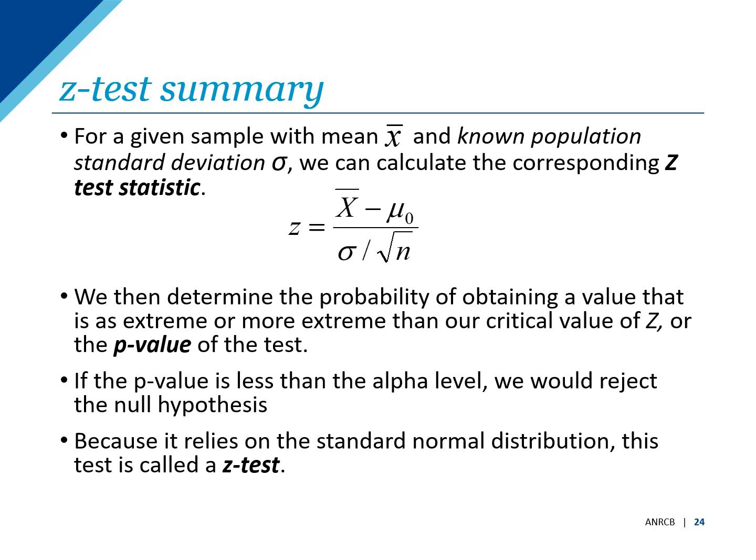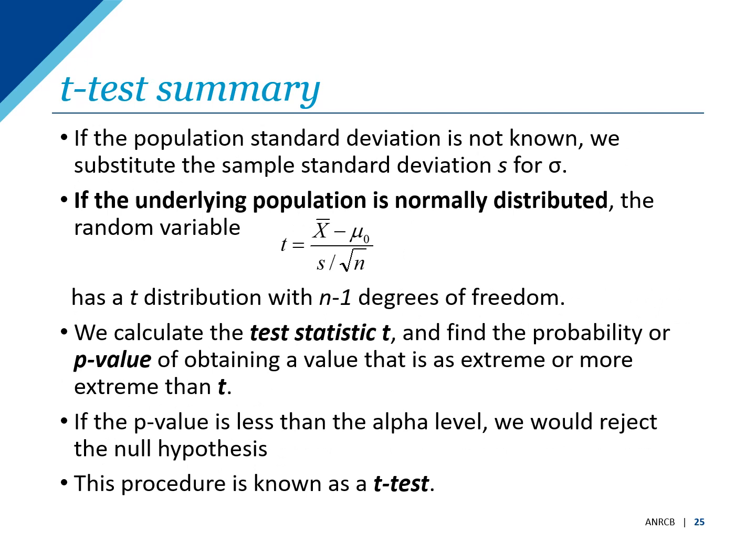In summary, for a given sample with mean x-bar and a known population standard deviation of sigma, we can calculate the corresponding z-test statistic. We then determine the probability of obtaining a value that is as extreme or more extreme than our critical value of z, which is our p-value. If the p-value is less than the alpha we set, we would reject the null hypothesis. This test relies on the standard normal distribution and is called a z-test.